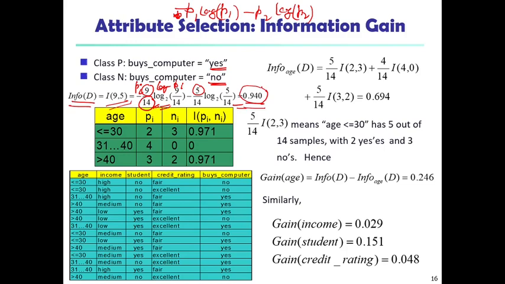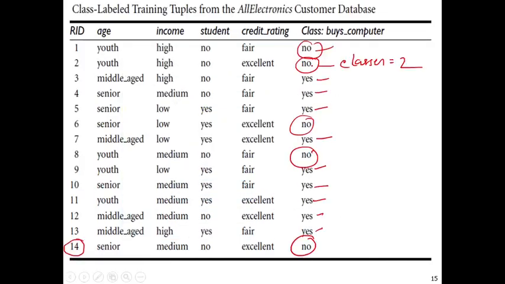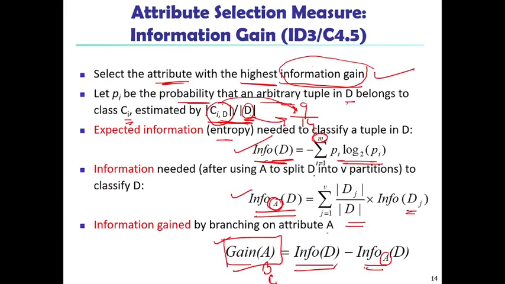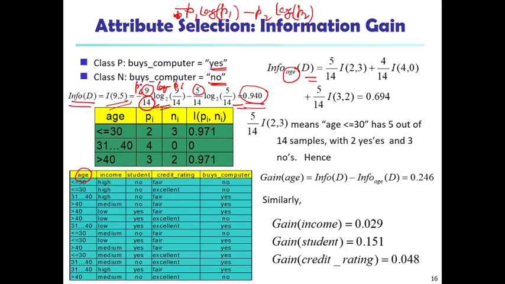Now we will be finding the entropy for each individual attribute. Let's first find the entropy of attribute age. What is the entropy of attribute age? What is the formula? Let us go to the formula again. For attribute A, this is the formula. The formula says that after using A to split D into v partitions, it is Dj by D times info Dj.